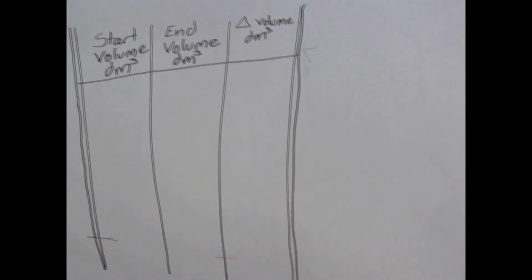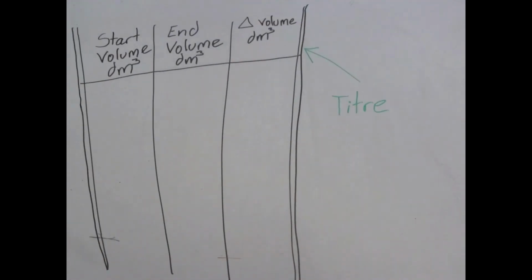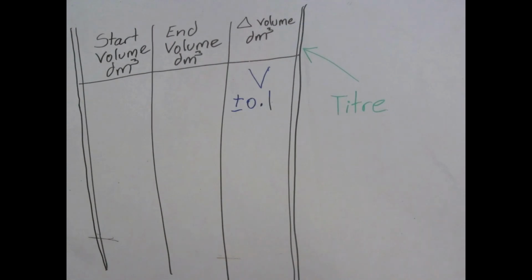We record our data in a table like this, with the readings of our start volume and end volume for our burette. The change in this volume is what we call the titer. We carry out the titration and record the volume. We then repeat this until we have two results which are concordant. This means that two results agree to plus or minus 0.1. We do not take any further readings from this point.